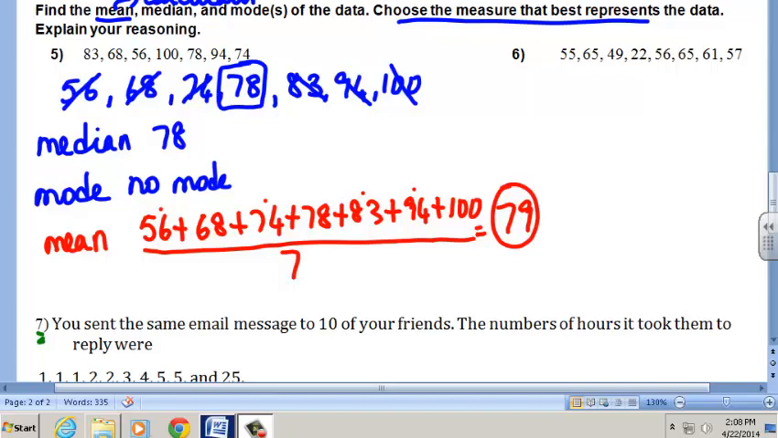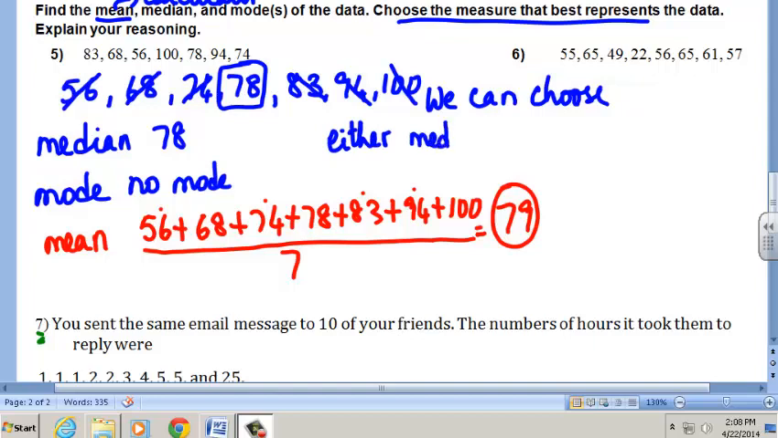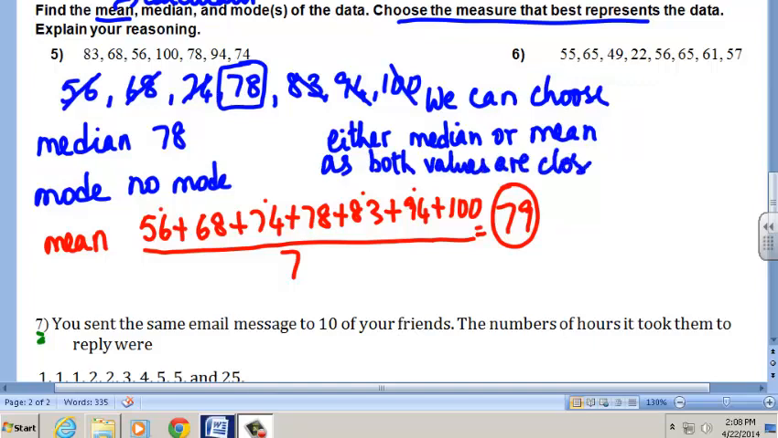Now, there is no mode, and my reasoning here is I will choose either one of them. All right, so this is my explanation. We can choose either median or mean, because both values are close enough. So either of the values can represent the data well.